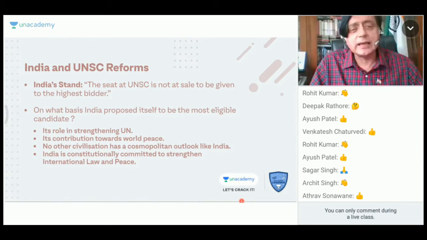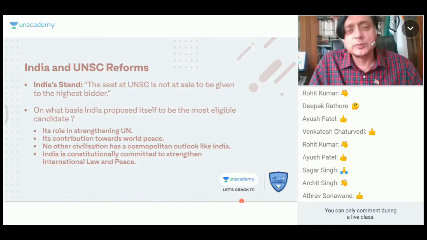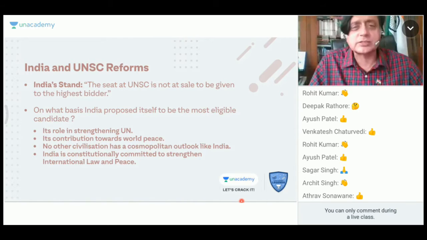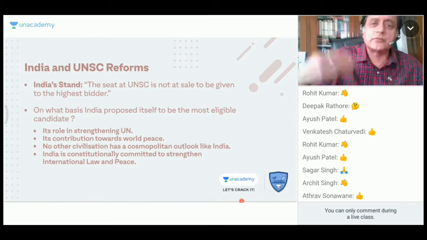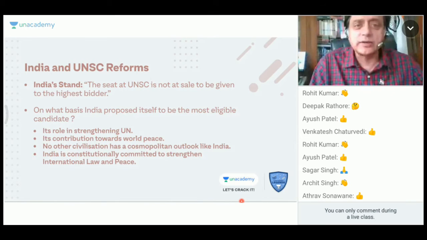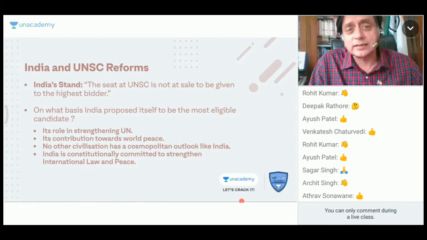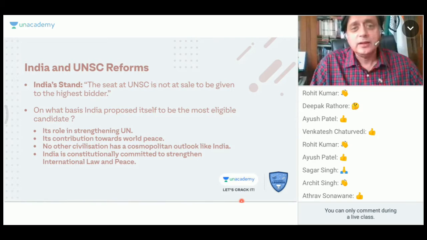So India's stand is that the seat of the UN Security Council is not at sale to be given to the highest bidder. You must look at what a country can contribute to the UN, not just their monetary strength. The US is still the largest donor to the UN, and China is becoming larger because every 3 years its share gets increased because its economy is increasing. But Japan and Germany are still the second and third largest contributors to the UN, and they're not permanent members, so money alone doesn't work.